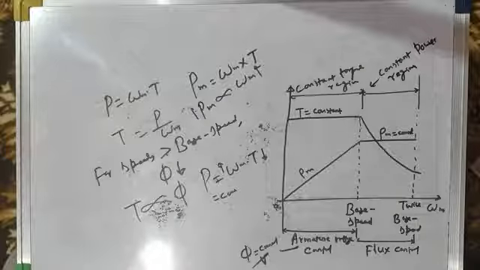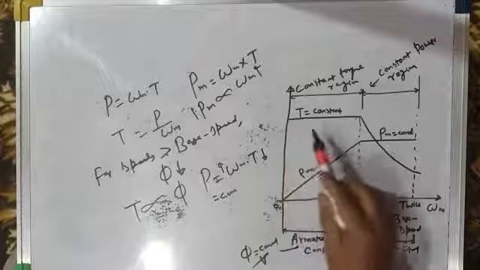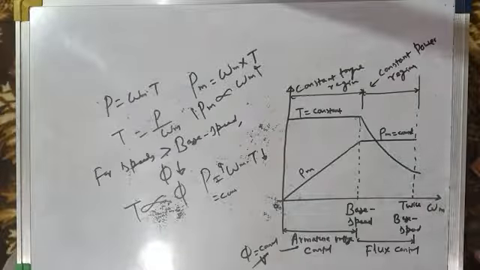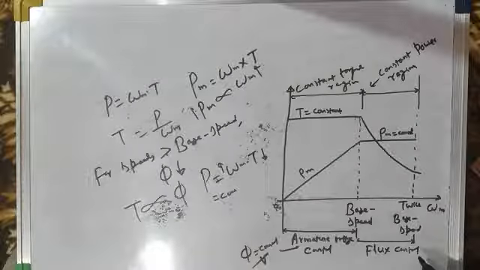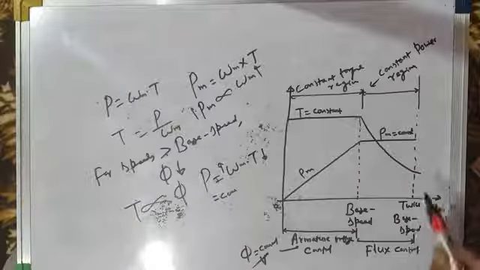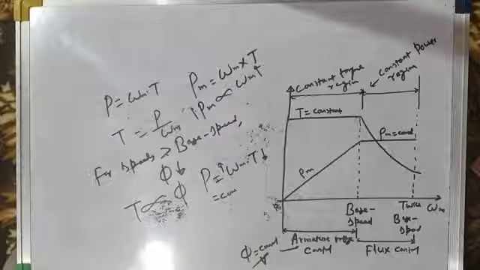So in certain applications, you require speeds above base speed and you also require speeds below base speed. If your drive has to be driven at speeds below base speed, then you go for the armature voltage control method, which operates in the constant torque region. And if you want speeds above base speed, you go for flux control or field control method, which keeps the power constant. That's why this region is called the constant power region.